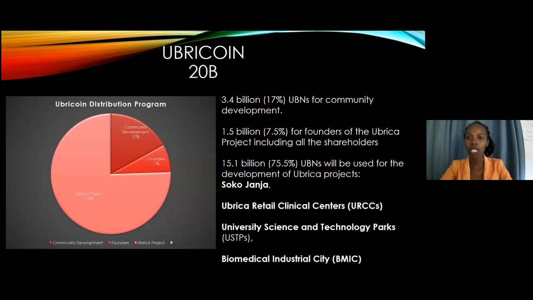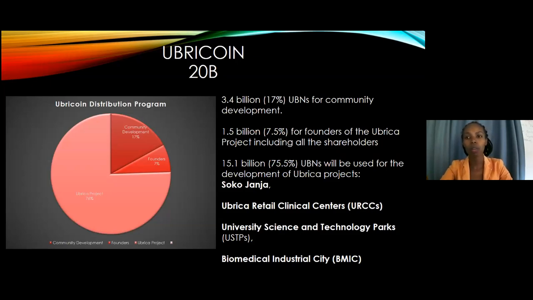That is for trading. And as we said yesterday, trading is of 3 types. We have basic trading, arbitrage trading, and binary trading. So the 17% community development UBN goes to trading: basic trading, arbitrage trading, and binary trading. And we have 76% going to the Eureka project.